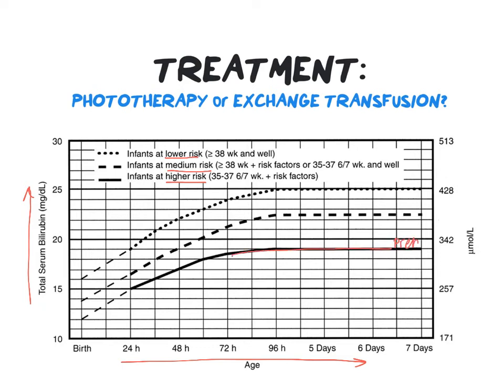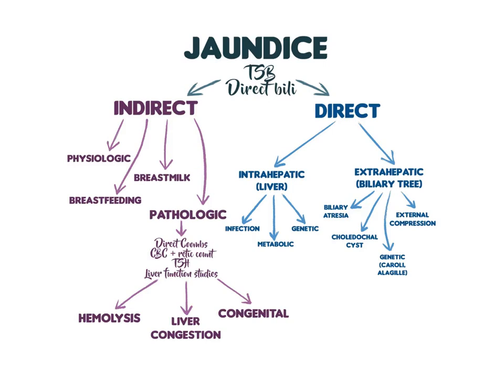So let's say you have a 48-hour-old infant who has a total serum bili of about 20. You can see this puts them above the threshold for phototherapy if they are at a medium risk or at a higher risk. But if they're a low risk full-term infant, perhaps you can just continue to watch and wait. Exchange transfusion is usually started when the total serum bili is 25 or over, and that's for infants of any age. Okay, so that's the summary on indirect hyperbilirubinemia.